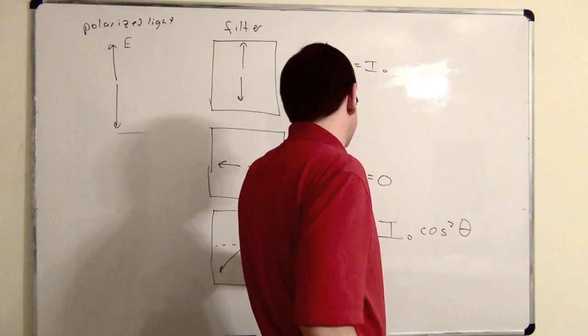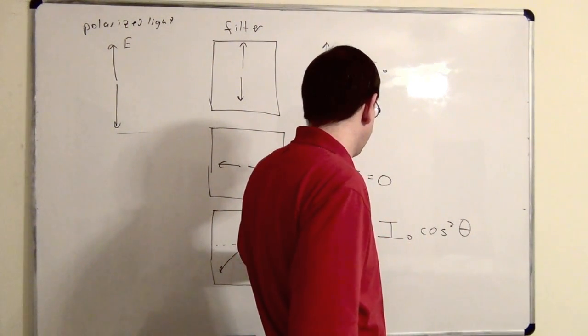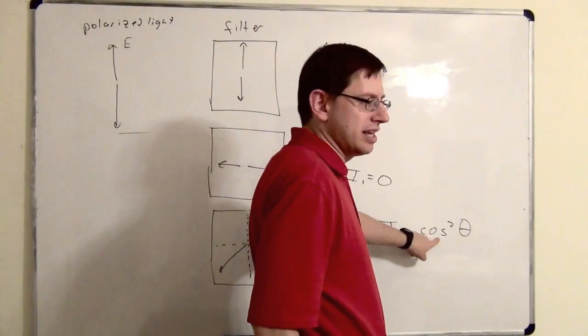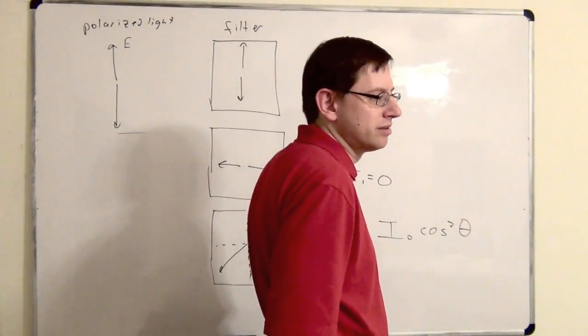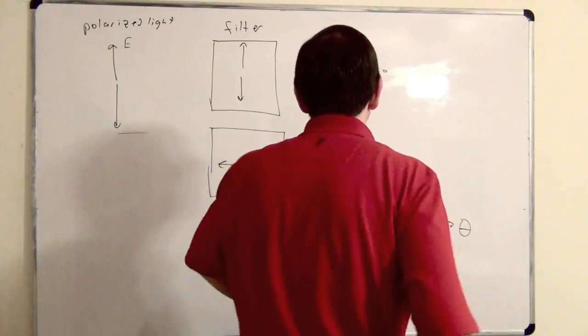Does this make sense? So will I1 be bigger or smaller than I0? Smaller. Because cosine squared is always less than or equal to 1. So the greatest of these will be I naught.